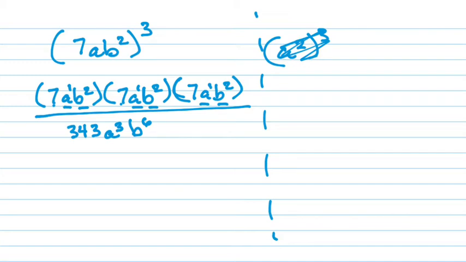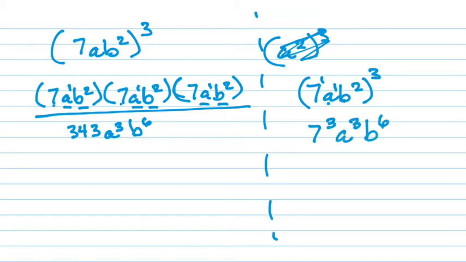Now, if we were doing the shortcut, we would have to remember that every time we don't see an exponent, that means there's an exponent of 1. So 7 to the 1 times 3 would be 7 to the third. A to the 1 times 3 is a to the third. B to the 2 times 3 is b to the 6. And 7 to the third, they might leave it like that, or they might multiply it out. So you'll see that using the shortcut gets you the same answer when they're monomials, if you're careful and you do it all right. Okay?